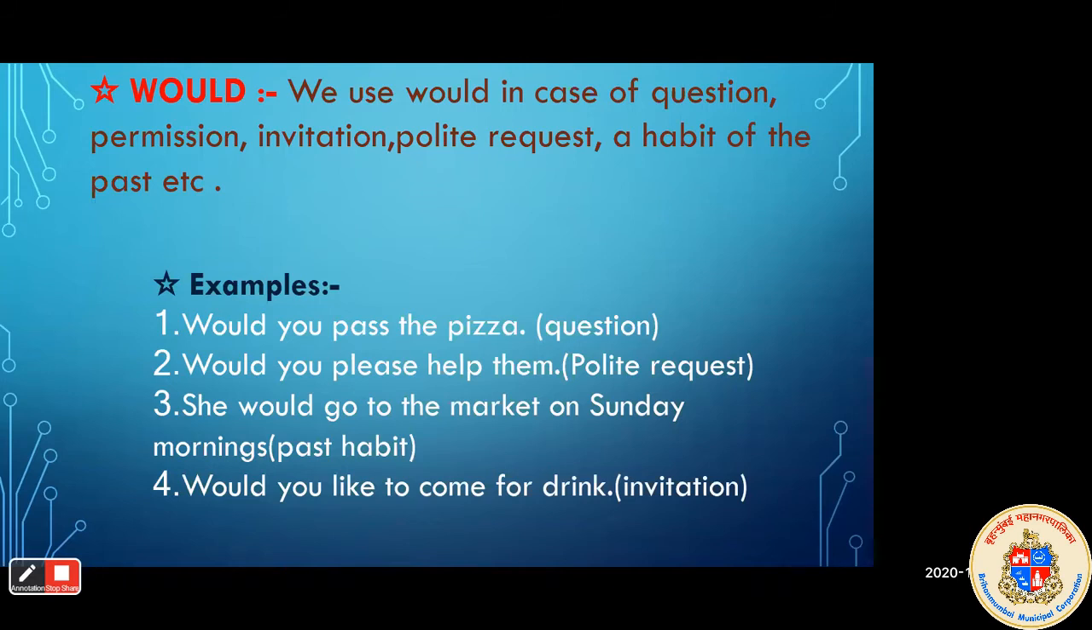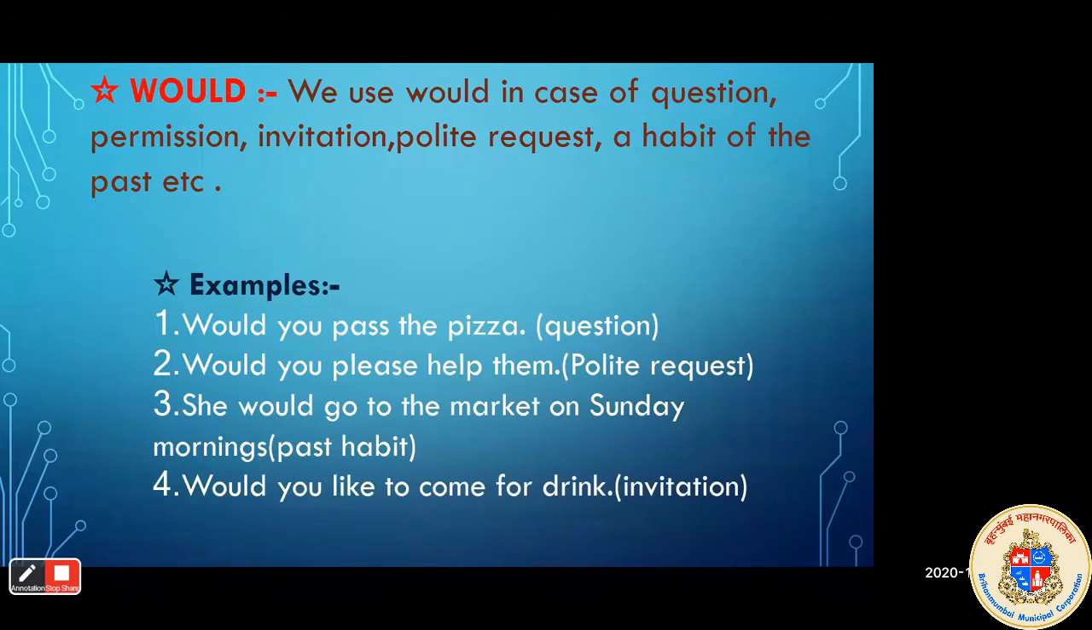Yes. In the same way as when we use will, we can use the modal verb would. So, here you can see in the first sentence, "Would you pass the pizza?" Here, a polite question he is asking. In the second sentence, "Would you please help them?" Polite. In the third sentence, "She would go to the market on Sunday mornings." Past habit. Yes, here her past habit is shown with the help of this word would.